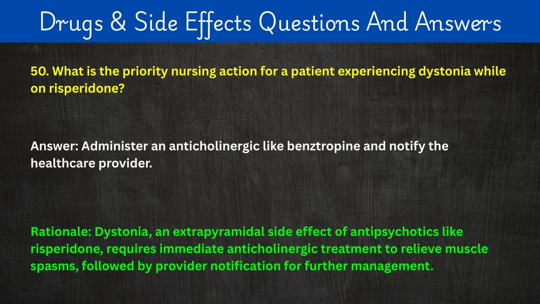50. What is the priority nursing action for a patient experiencing dystonia while on risperidone? Answer: administer an anticholinergic like benztropine and notify the healthcare provider. Rationale: dystonia, an extrapyramidal side effect of antipsychotics like risperidone, requires immediate anticholinergic treatment to relieve muscle spasms, followed by provider notification for further management.